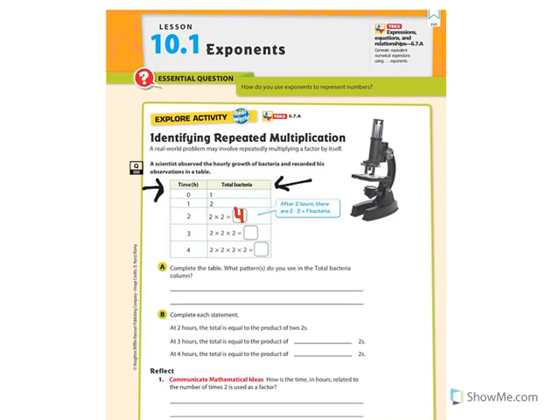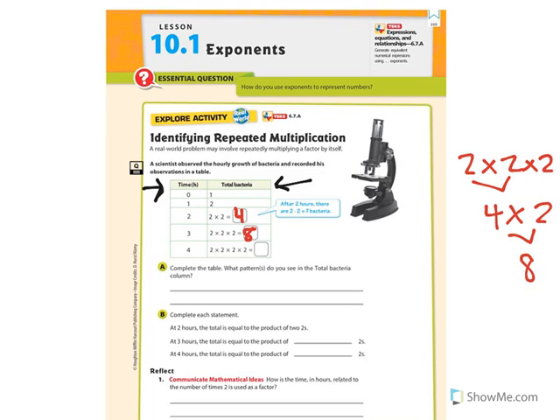Be careful. Some of you are going to want to say, oh, that's 6. But what you did was you added 2 plus 2 plus 2. We're actually multiplying. So if you work this out, 2 times 2 times 2, 2 times 2 is 4, and 4 times 2 is 8. So we're at 8 total bacteria.